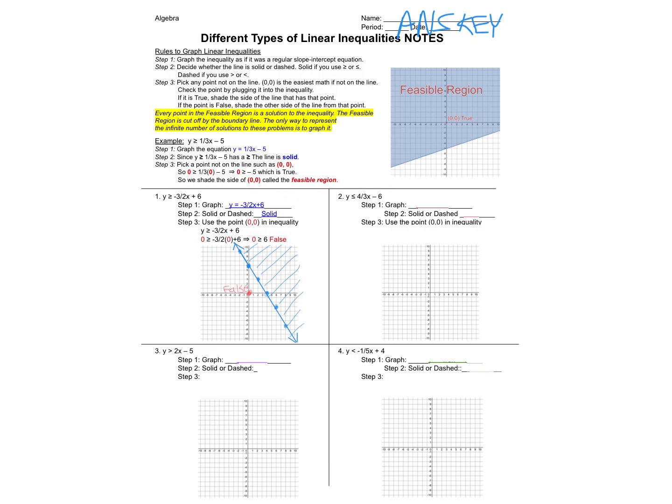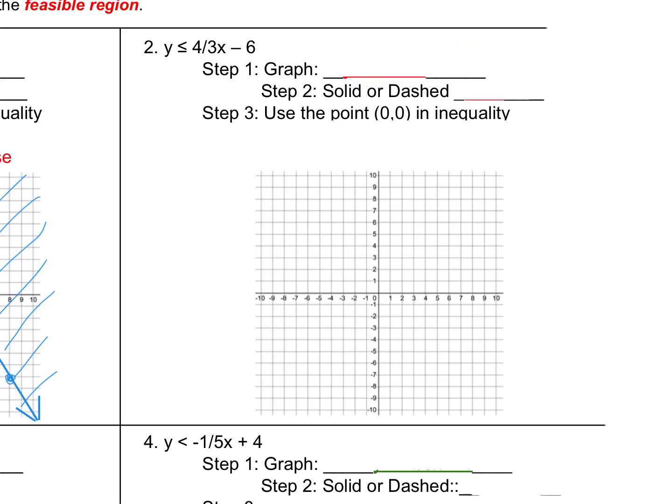Now let's take a look at number 2. We have y less than or equal to 4 over 3x minus 6. Again, if you haven't tried it, I would try it, see if you can do it. Otherwise, we start with step 1, and we're going to graph. What are we going to graph? What equation? We're graphing y equals 4 over 3x minus 6.